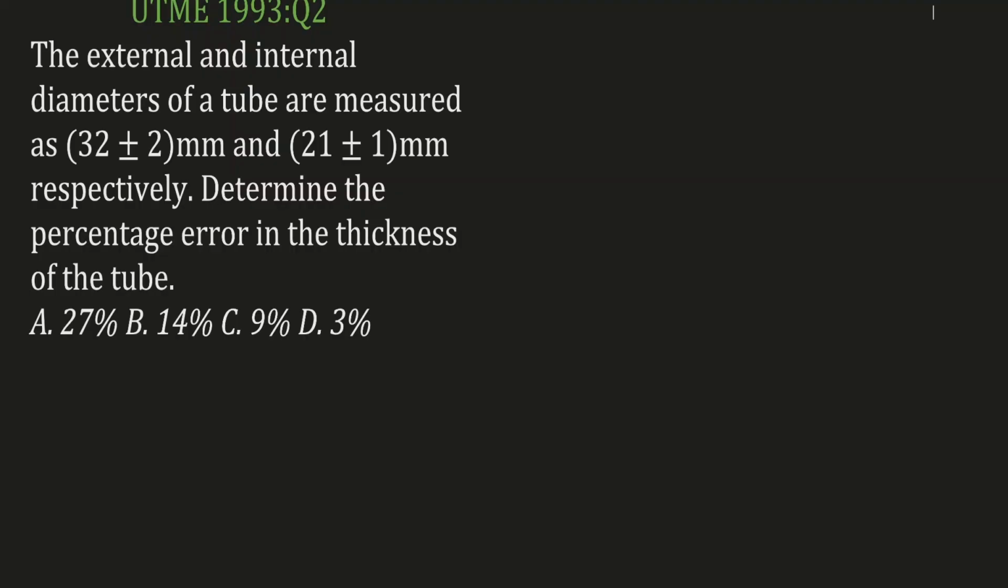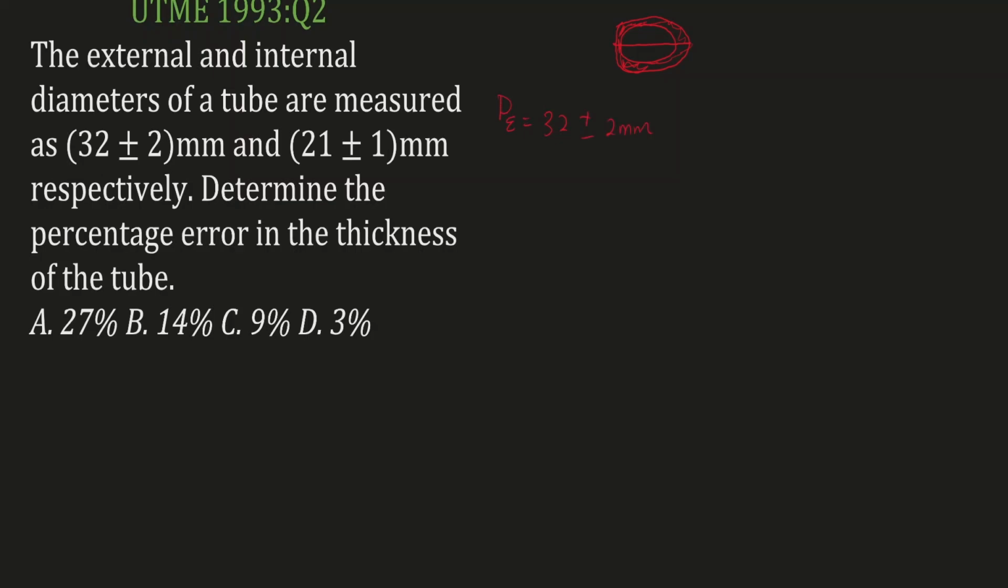I'm going to use a strategy called plug-in picture strategy, which means I'm going to try to draw a diagram for this. So let's try and draw the tube. A hollow tube means it has a hole inside, but I'm going to draw only the cross section. So this is the hollow tube. All right. So the external diameter is going to be from here to here. So external diameter is 32 plus or minus 2 millimeters.